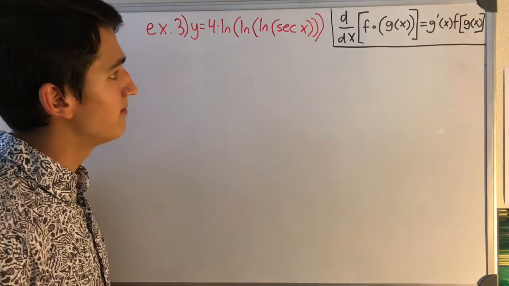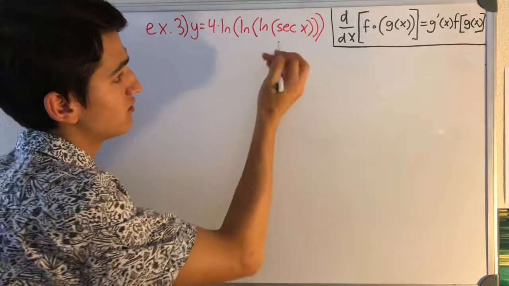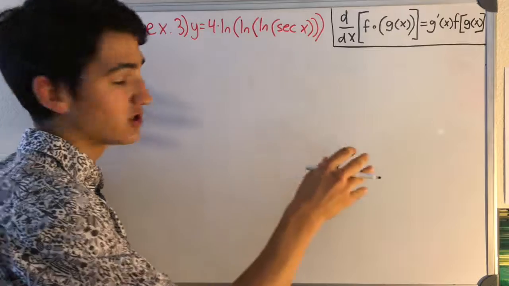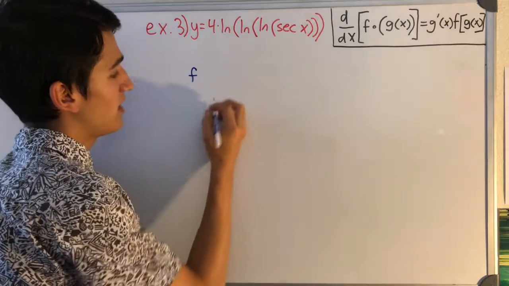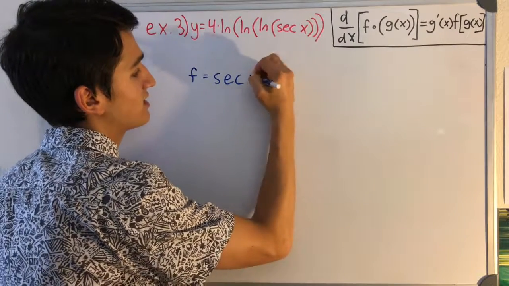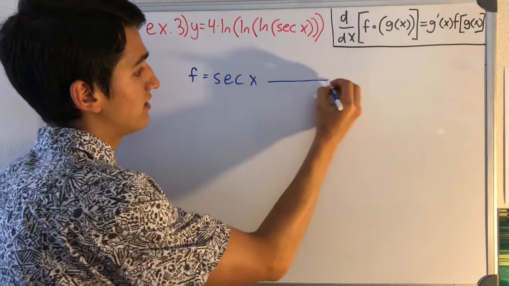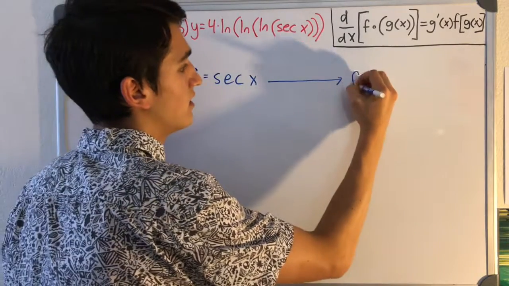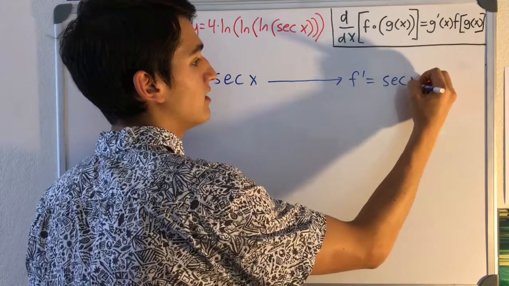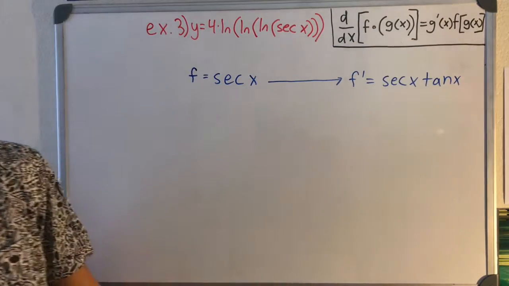Next step, let's find the innermost function. We can see that the innermost function is simply secant of x, and let's just call this f. So f equals secant of x. Now we're just going to take the derivative of that. So the derivative of secant, f prime, is just secant x times the tangent of x. I believe that's right. Yeah, it is.